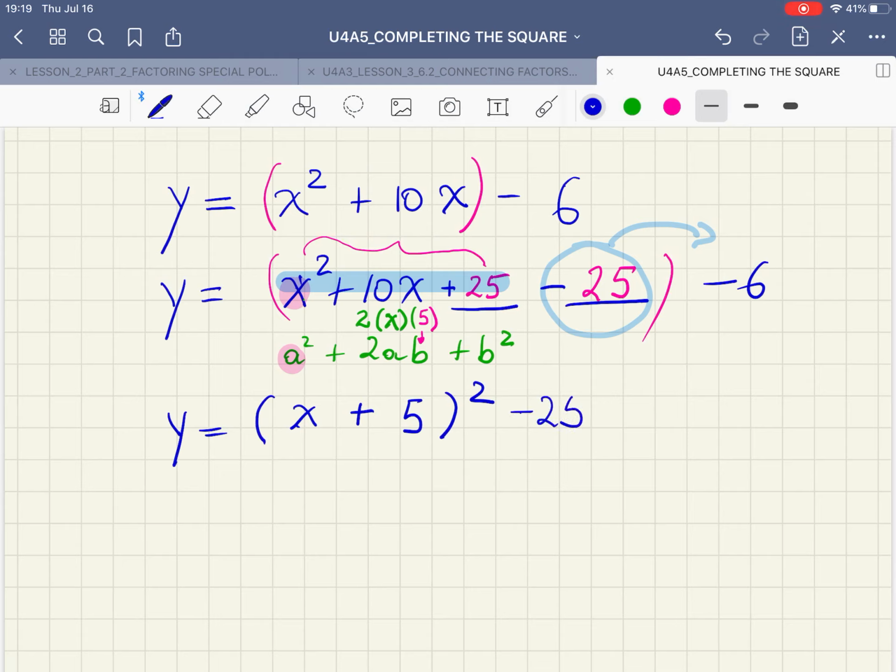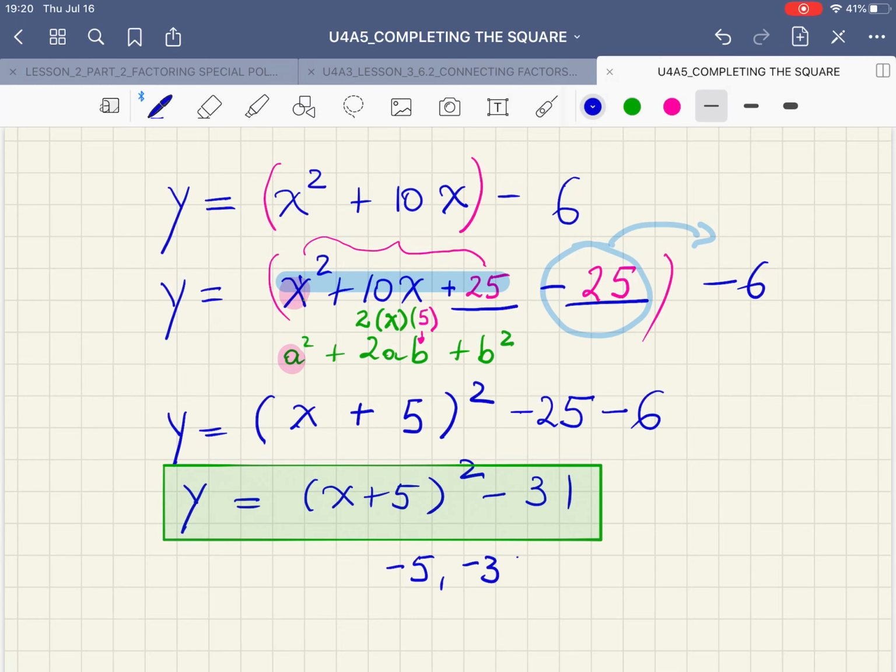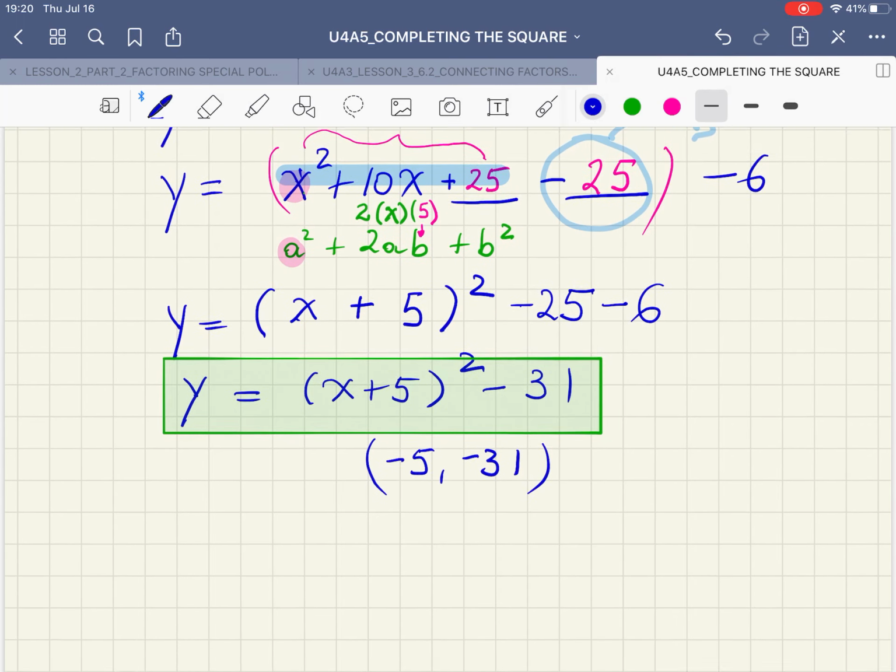And the negative 25 will go outside the brackets, and it will join negative 6, which is waiting for it. And in a more simplified form, we'll have (x + 5) squared. Negative 25 minus 6 is negative 31. And here we go, vertex form again. And in this vertex form, we can tell now that the vertex is right at (-5, -31).